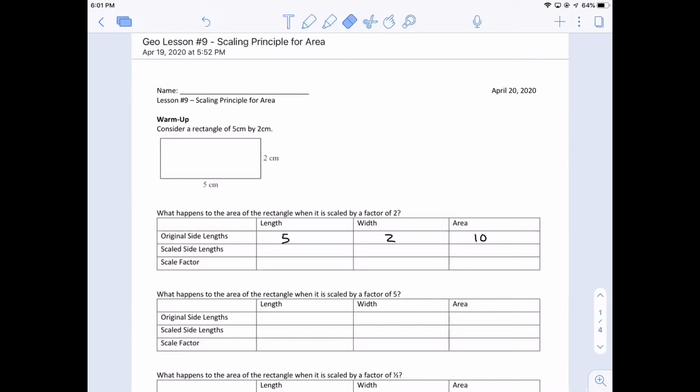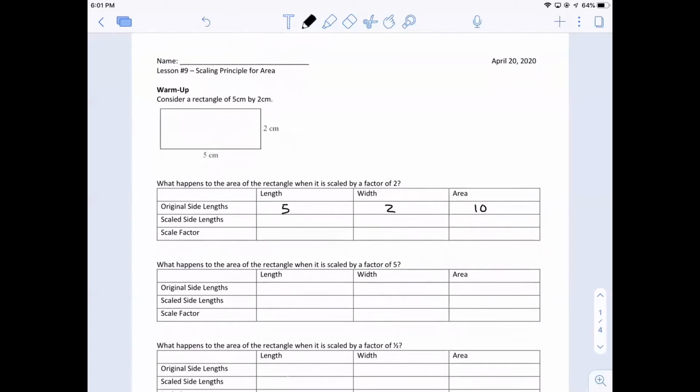All right, so we are pretty much done with trig. I'll post some review questions on the homework, but we're starting a new topic today. We're going to be doing area. Some of this is review, some of this is new, but we're going to be talking about the scaling principle for area today. The warm-up is a really simple one. Let me lead you through one example, and you guys can pause the video and try the rest.